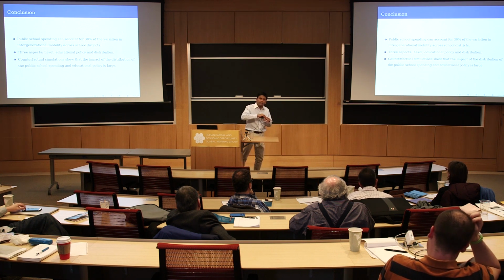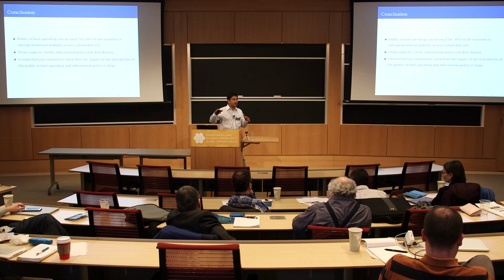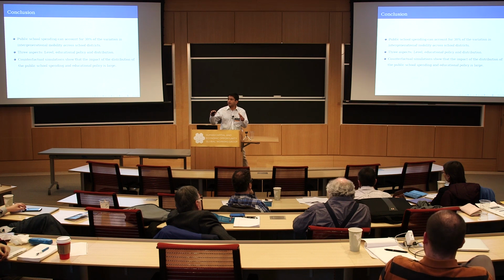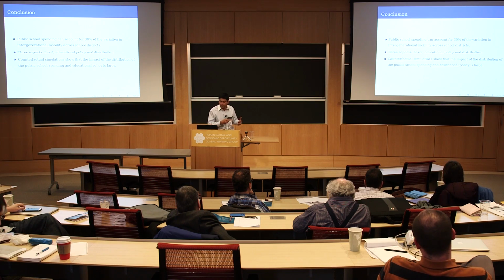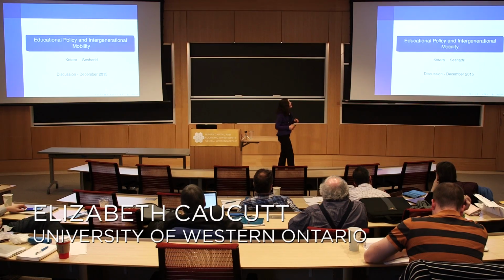So the fact that overall levels of spending and rank are not that highly correlated shouldn't give one pause to think that educational spending doesn't matter. The distribution plays a dominant role. And all three aspects seem to play an important role, but it's this interaction between policy and distributions that plays a dominant role.